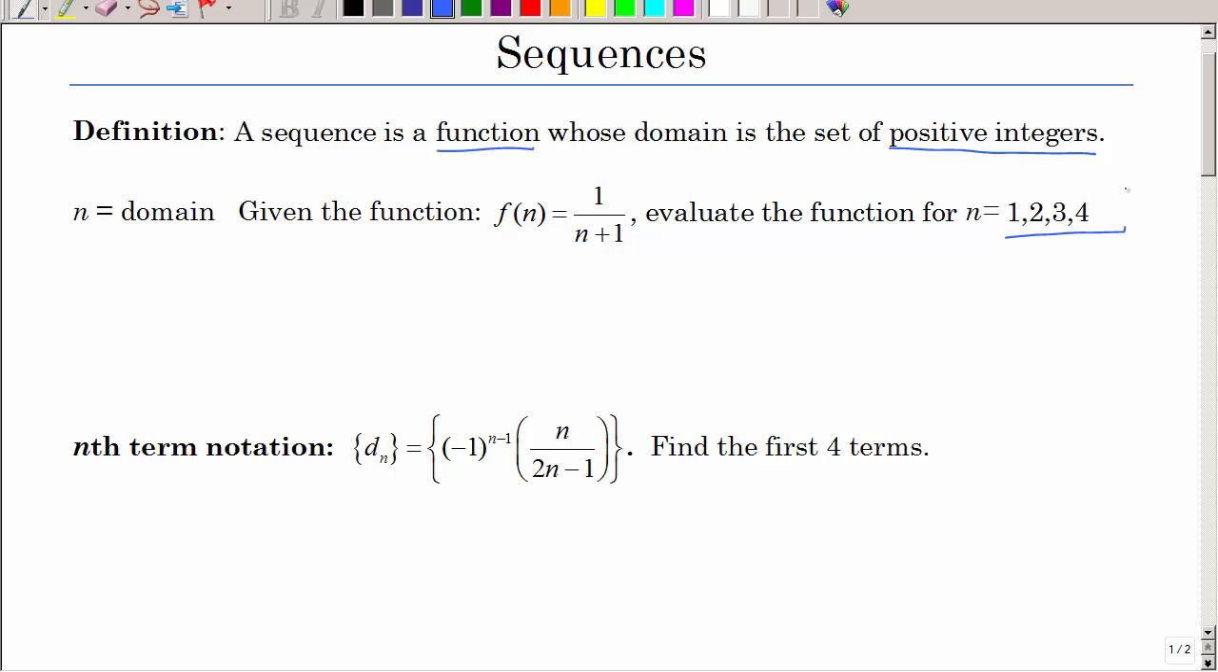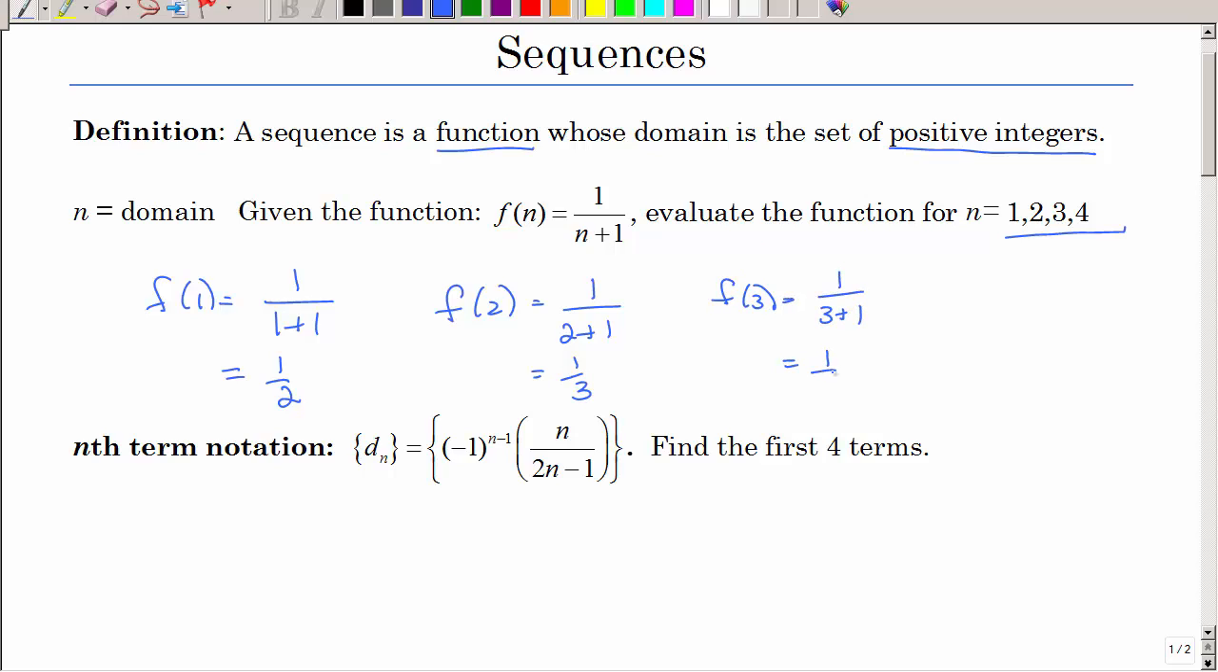So let's just take an easy example. Given the function f of n, not an x, but f of n equals 1 over n plus 1, evaluate that function. So f of 1 would be 1 over 1 plus 1, which is 1/2. f of 2. So just very easy plugging in numbers. And you could probably see the pattern and then just write down the answers.